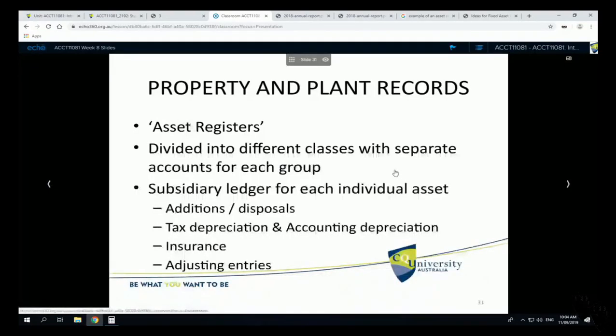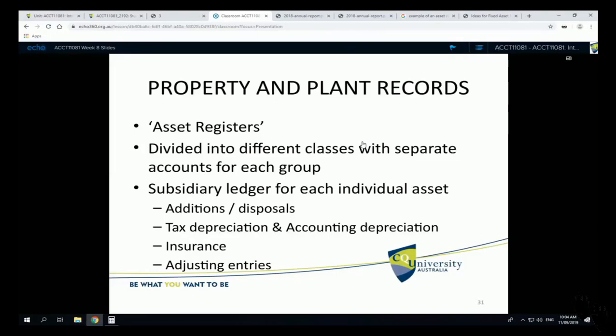Property and plant records. So we talk about asset registers, and there are so many different formats of these. Basically it's just a subsidiary ledger, which we talked about earlier this term. It's another ledger off to the side, usually a very big one, a subsidiary ledger, which provides more information or additional amounts to one general ledger item. So in this case, property, plant and equipment.